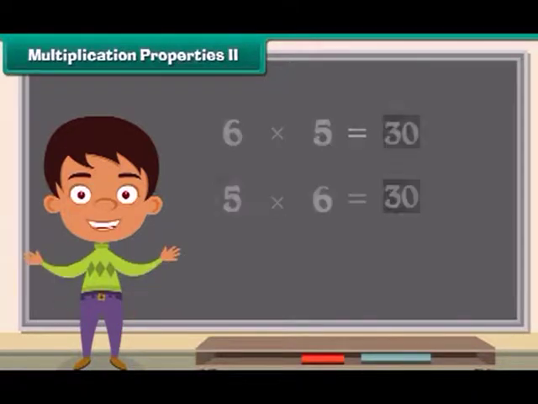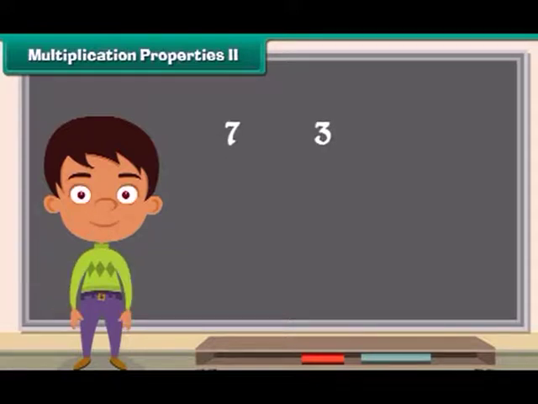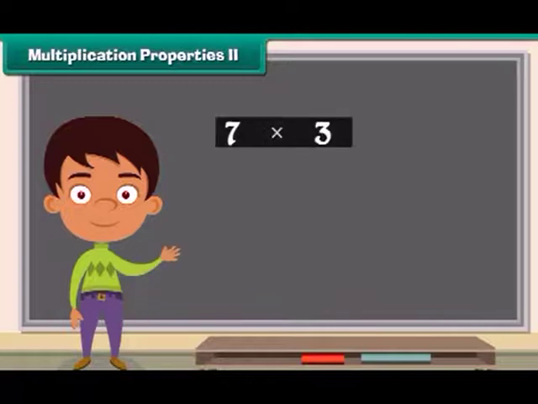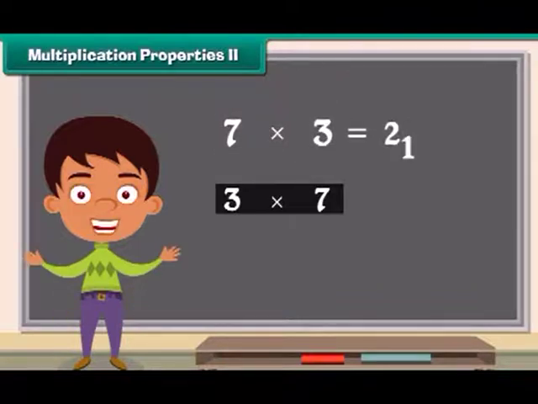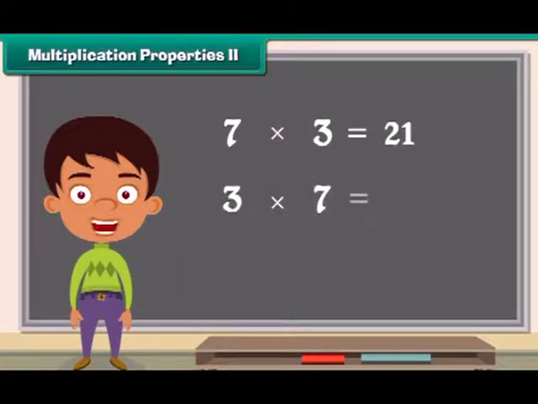Now take 2 more numbers, 7 and 3. We multiply them again in 2 ways. We multiply 7 by 3 first and then 3 by 7. 7 into 3 is equal to 21. 3 into 7 is equal to 21. We have seen that the result of multiplication of 2 numbers remains the same, whatever be the order of the numbers.